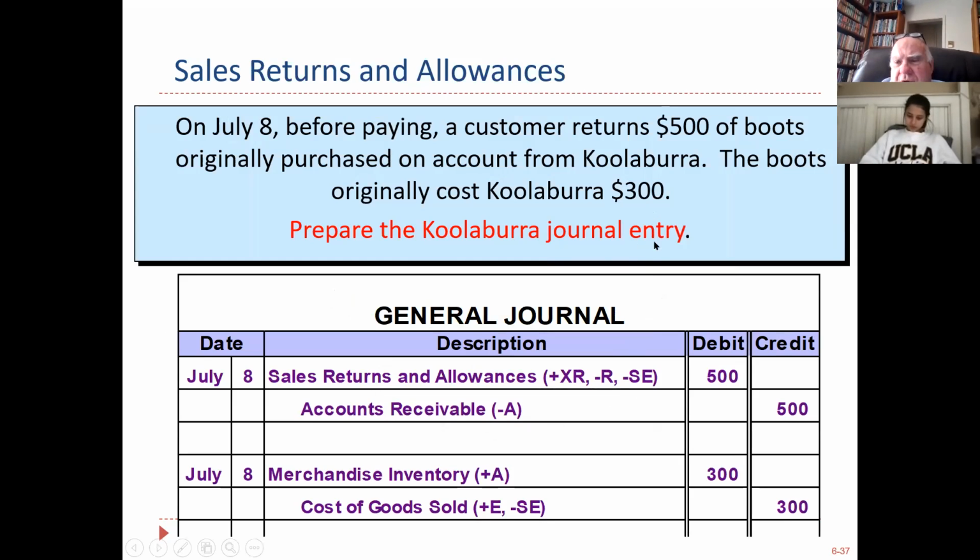But the boots are still good. We can put them back in our inventory. So we debit the inventory to increase it and credit cost of goods sold. Make some sense? A lot in this chapter, you know.